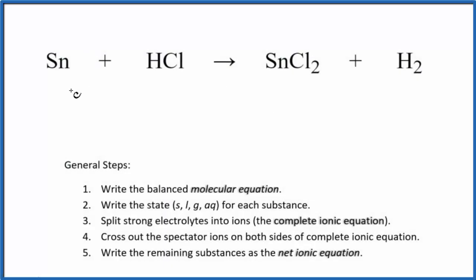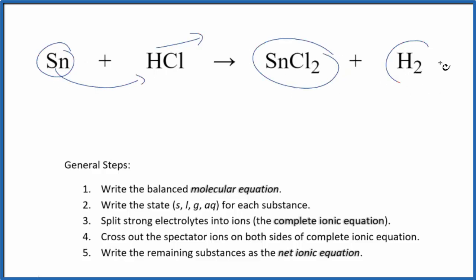In this video, we'll write the balanced net ionic equation for Sn plus HCl. This is tin plus hydrochloric acid. It's a single replacement reaction where the tin pushes the hydrogen out. We end up with tin 2 chloride and hydrogen all by itself.